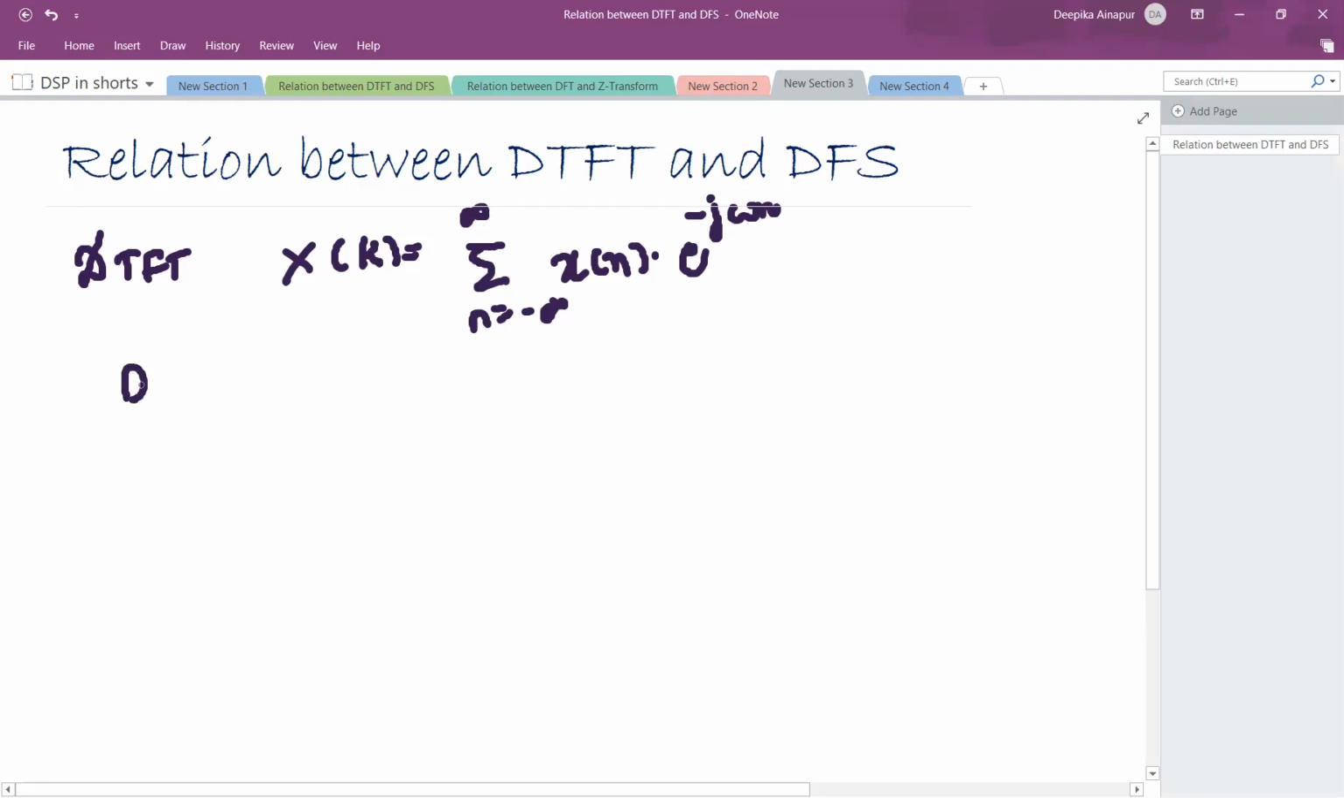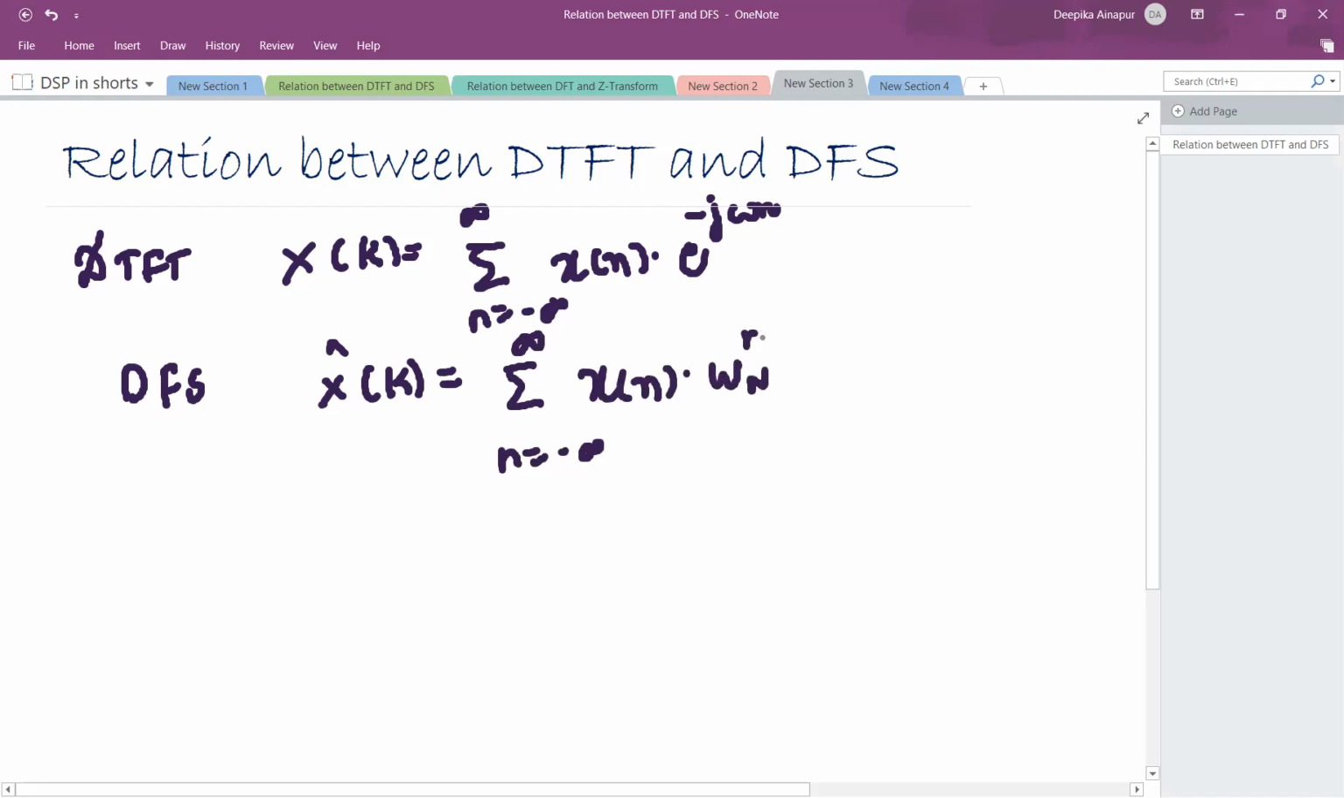So just take the equation for the DFS, that is X cap of k. It is also for the infinite series. So summation n equal to minus infinity to infinity x of n into the twiddle factor omega n and k. So what is this twiddle factor equation? Omega n and k will be equal to e raised to minus j 2 pi nk by N. So this is the twiddle factor equation.